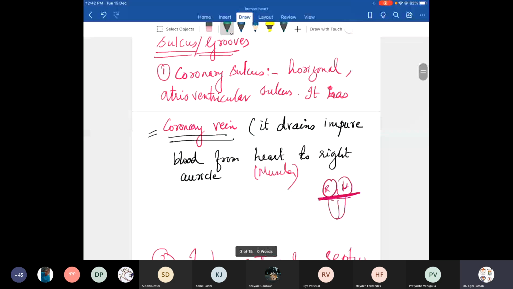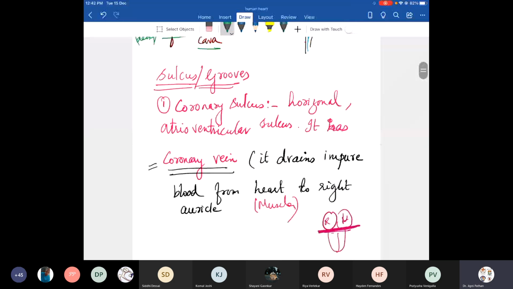Now write down this. Please write down. Sulcus means grooves. So there is sulcus that is called coronary sulcus, which is horizontal. This is auricles, this is ventricle. The one that divides auricles from ventricles is the coronary sulcus, in which the coronary vein lies. Getting the point? Sulcus is a groove. It's the horizontal atrioventricular sulcus, between atria and the ventricle. It has coronary vein which drains the impure blood from the heart to the right auricle. Getting the point?